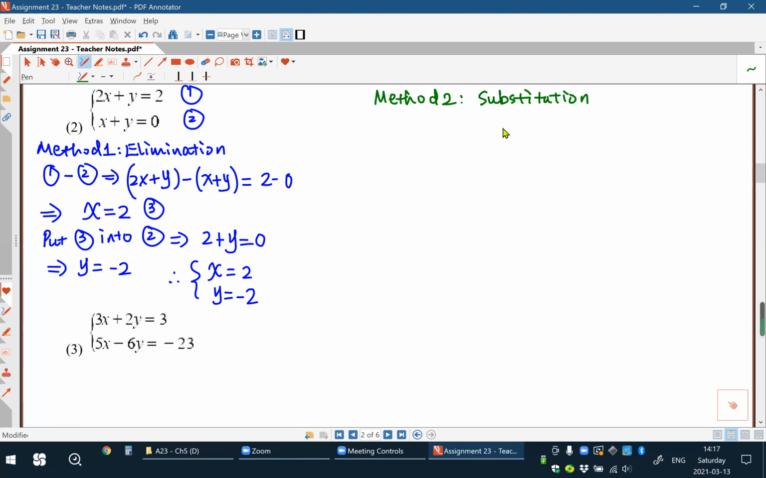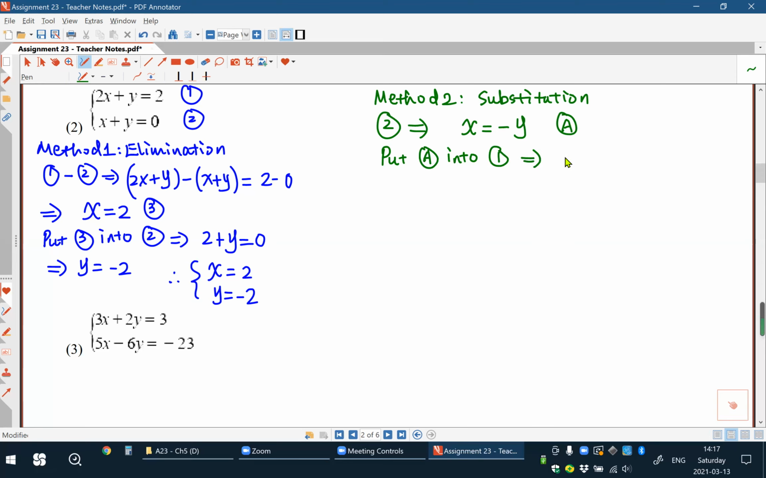To use substitution, we can either solve x in terms of y or solve y in terms of x, right? So this time, let's solve x in terms of y. So from equation 2, we can get x equals minus y, right? Pay attention to this. If we put the term on the left-hand side to the other side of the equation, the positive sign becomes a negative sign, okay? Pay attention here. So let's label this with A. Then we can put A into the other equation, which is equation 1.